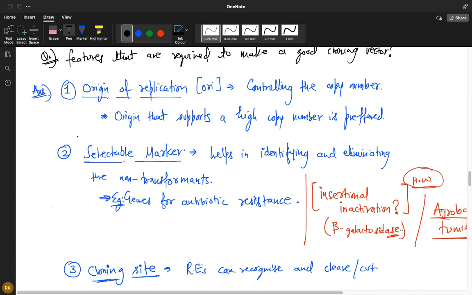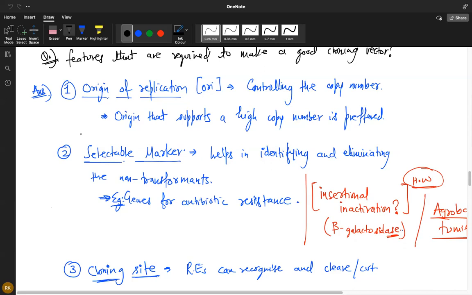Another point that I had to add to the first one: any piece of DNA when linked to the sequence can replicate within the host cells. Then we have the selectable marker, which helps in identifying and eliminating the non-transformants. Correct. And transformation is defined as the procedure in which a piece of DNA is introduced into the bacterial cell.